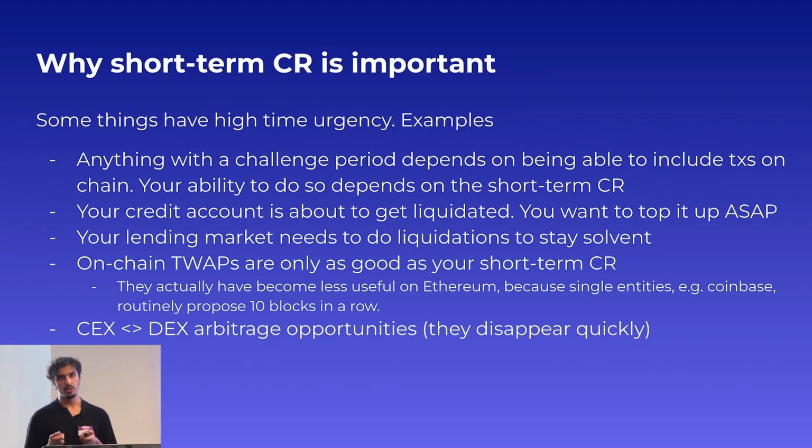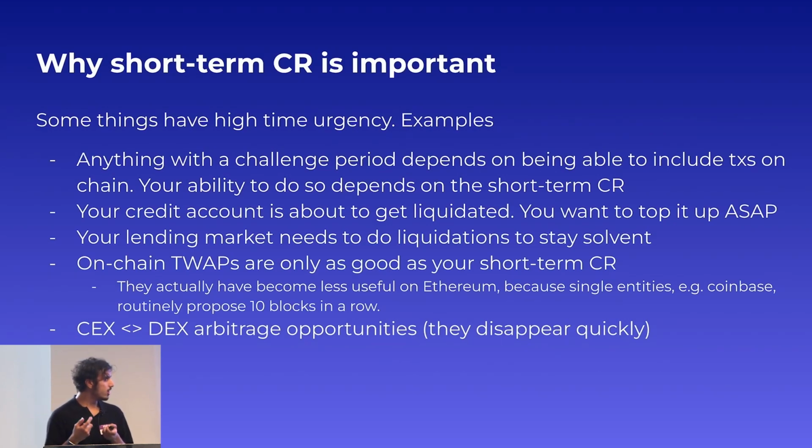So why is this important? Well, a lot of things you want to do have time urgency. Anything that depends on a challenge period already has time urgency, because you have to get the challenge on chain. If you have a credit account like margin, and it looks like the price is about to get you liquidated, you want to get a transaction on the chain quickly to top up your balance, before a price moves against you and you get liquidated. This is an important property. Or conversely, if you're the lending market, you want liquidations to process quickly so you stay solvent. So you want to make sure you can get into a block.